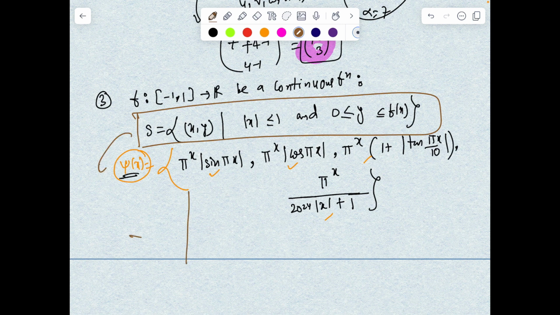Let's see why. The set contains the area bounded by the figure for these functions from -1 to 1, between y equal to 0 and f of x. Clearly you can see all these f of x are positive. If I look at the first function, sin pi x, at 0 it's 0, at 1 it's 0, so it will look roughly like this. Similarly at -1, something like this. So we'll have this area.